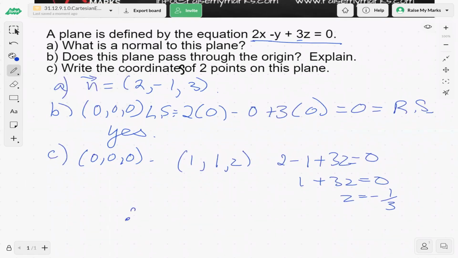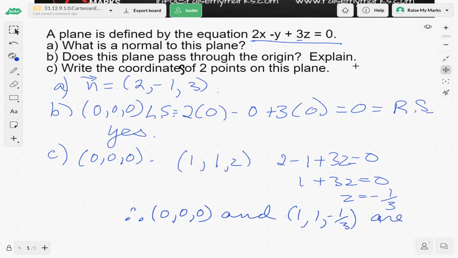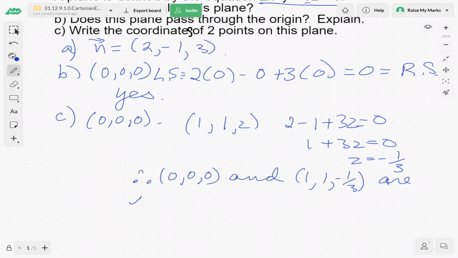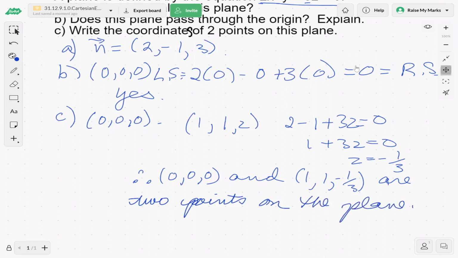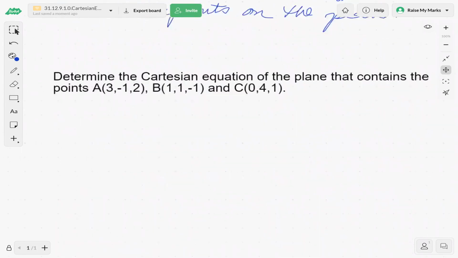So therefore 0, 0, 0 and 1, 1, -1/3 are 2 points on the plane. Good. All right, next question.